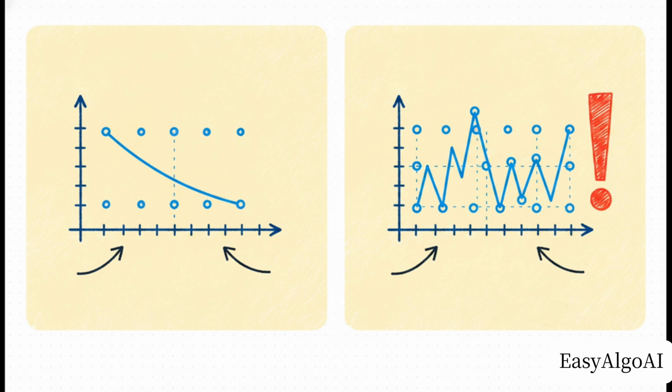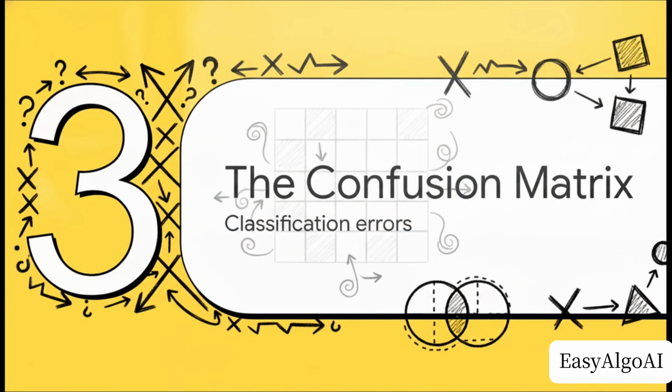Here's the kicker. If your test MSE is substantially higher than your training MSE, you've likely hit that jagged reality. That is a classic symptom of overfitting. It essentially means your algorithm didn't learn the underlying patterns at all. It literally just memorized the training answers. Not great. Which brings us to section 3, the confusion matrix.